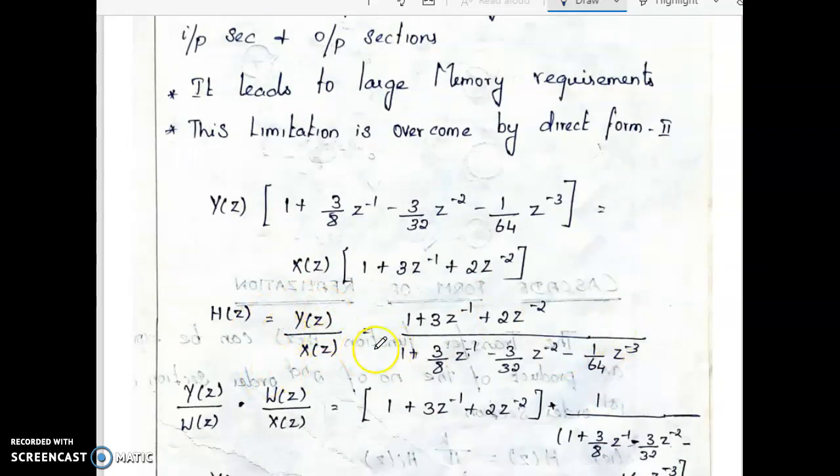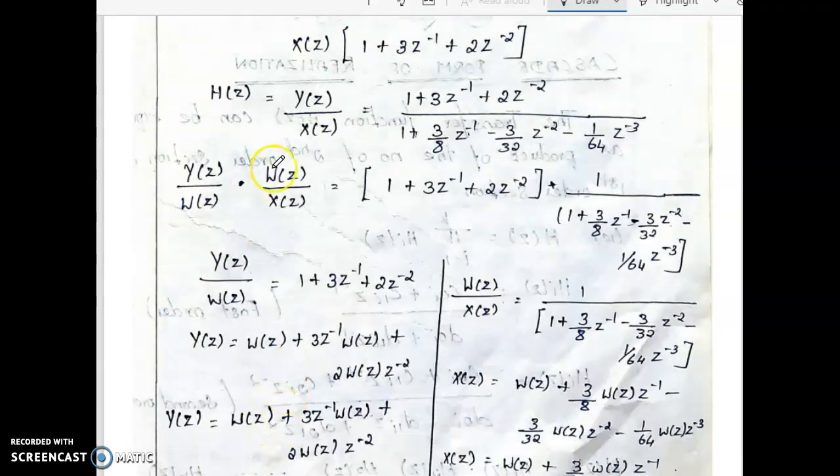Now we add another variable, W(z). By adding this variable, the function does not change. So we write Y(z) by W(z) into W(z) by X(z). Now I am comparing this equation, separating the terms as numerator and denominator. So I am taking Y(z) by W(z).